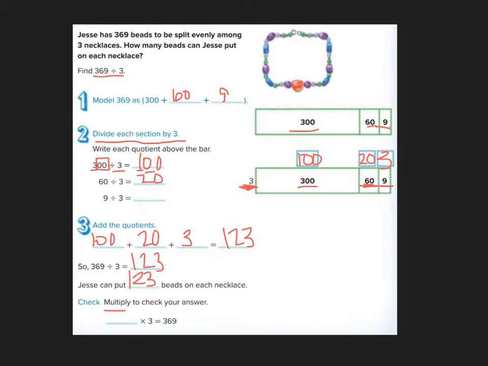So we're going to use inverse operations to check our answer. I'm going to do 123 times 3. 3 times 3 is 9. 3 times 2 is 6. 3 times 1 is 3. 369. And that checks out. Okay, let's go ahead and try another problem.